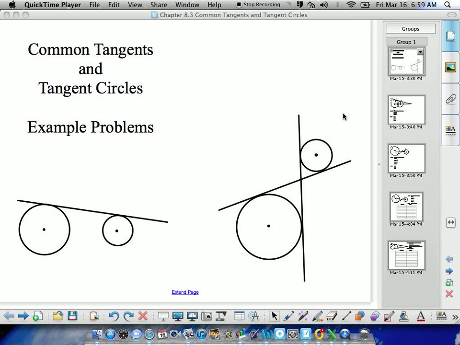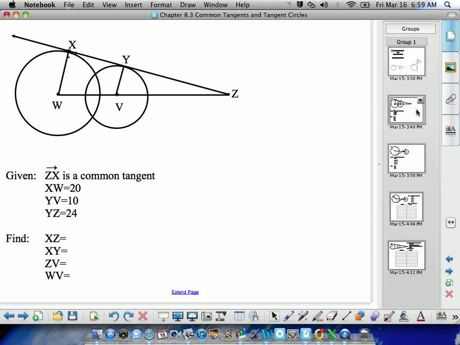Okay, so we learned about common tangents and their properties and tangent circles. Now we're going to work a couple of problems and a couple of proofs involving those properties. First, given that ZX is a ray that is a common tangent, XW is 20, YV is 10, and YZ is 24. Find XZ, XY, ZV, and WV.